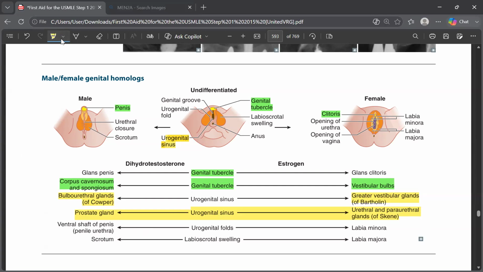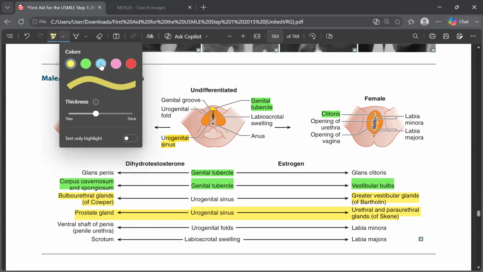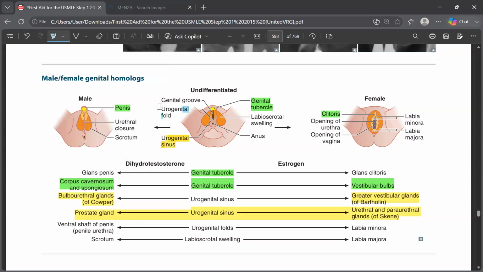And now we have the urogenital folds, this structure right around the urogenital sinus. The urogenital folds in the female develop into the labia minora, and in the males they develop into the ventral shaft of the penis, or the penile urethra.